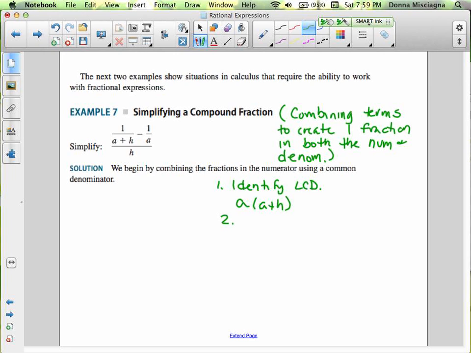Second step, you're going to multiply terms by the least common missing terms. Excuse me, multiply terms by missing terms from the least common denominator.